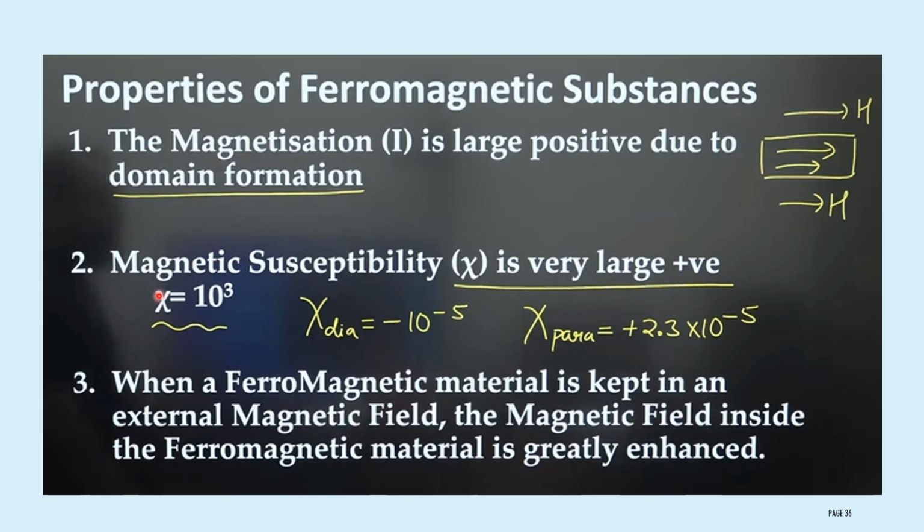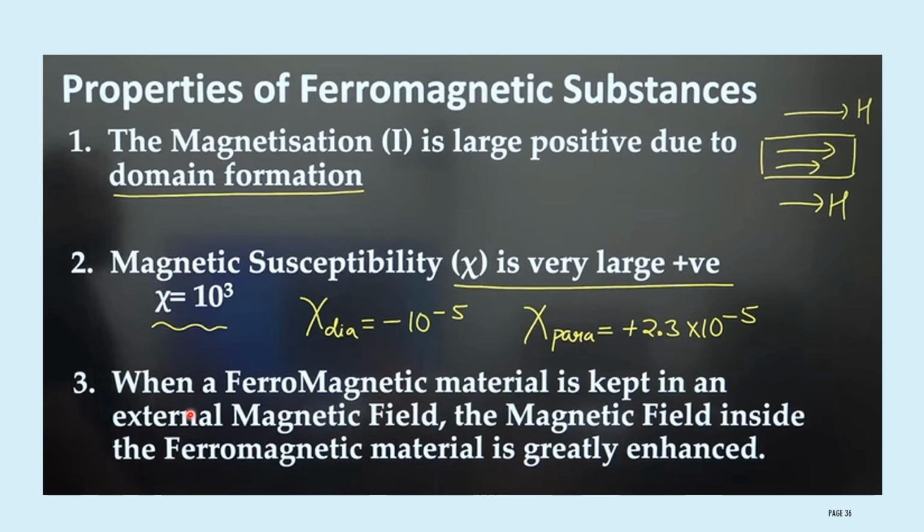Second one, magnetic susceptibility, zeta, is very large, because magnetization is directly proportional to zeta. If magnetization is more, then magnetic susceptibility will also be very large. In the case of a diamagnetic material, zeta value is -10 to the power of -5. In the case of a paramagnetic, plus 2.3 into 10 to the power of -5. But in the case of a ferromagnetic material, the magnetic susceptibility is very large. It will be 10 to the power of 3.